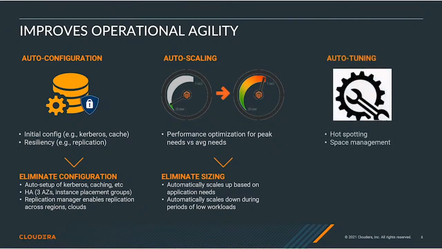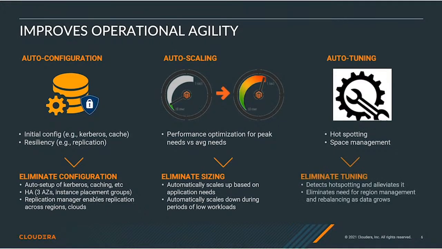And lastly, it's auto-tuning. Things like hotspotting detection and space management can't be solved with auto-scaling. And so behind the scenes, if we notice hotspotting, we'll automatically redistribute the load to ensure you get the best performance possible, and eliminates the need for things like region management and rebalancing as your data grows.